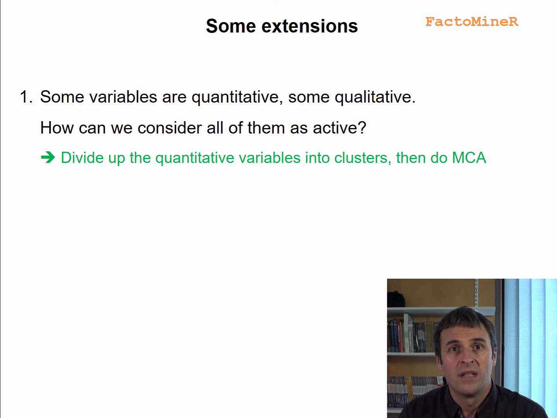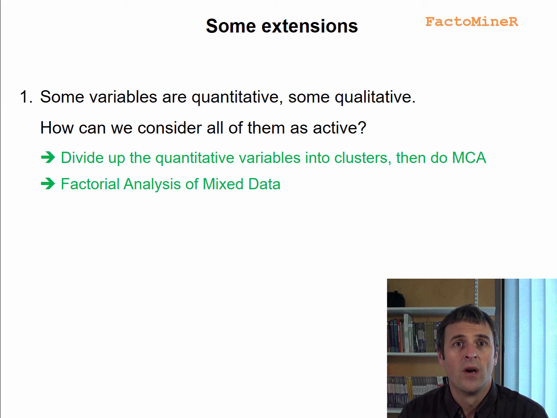But we lose something by doing this, by removing some of the quantitative information from these variables. So instead, if we want to keep the quantitative variables in the game, we can turn to what is known as factor analysis on mixed data. This can simultaneously take into account quantitative and qualitative variables as active. The function to do this in FactoMineR is called FAMD.